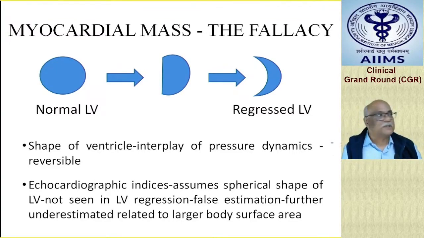So the question comes, can it underestimate the LV mass? Now further, you know that a child has lesser body mass in comparison to body surface area. Now when you index it to body surface area, the LV mass is further underestimated.